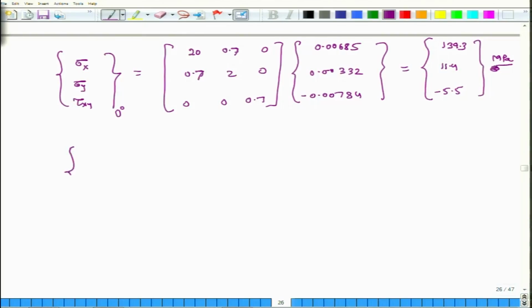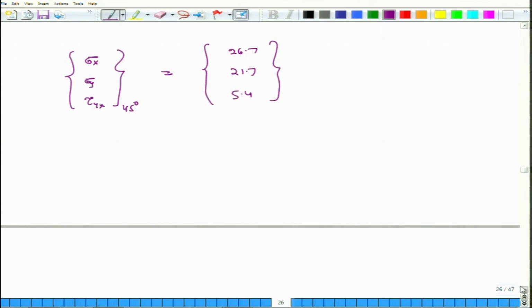Similarly, for the 45 degree layer, you again multiply this strain vector with the Q bar matrix for the 45 degree layer, and it is going to be the same whether it is for the top 45 degrees or bottom 45 degrees because curvature is 0. This comes out to be 26.7, 21.7 and 5.4.